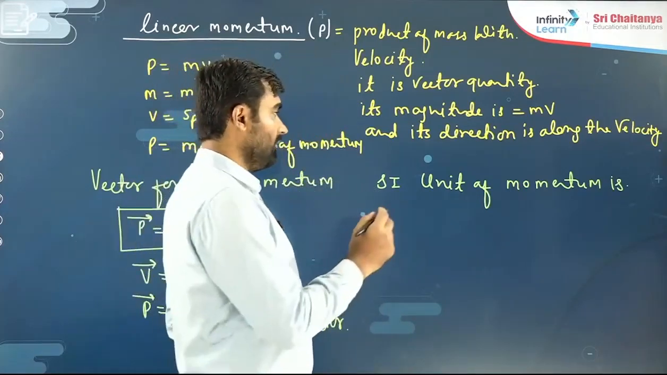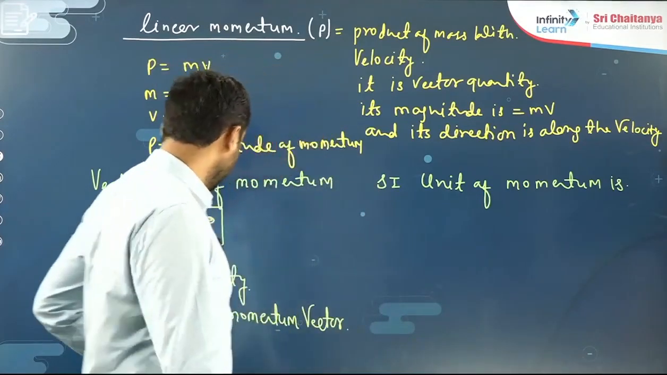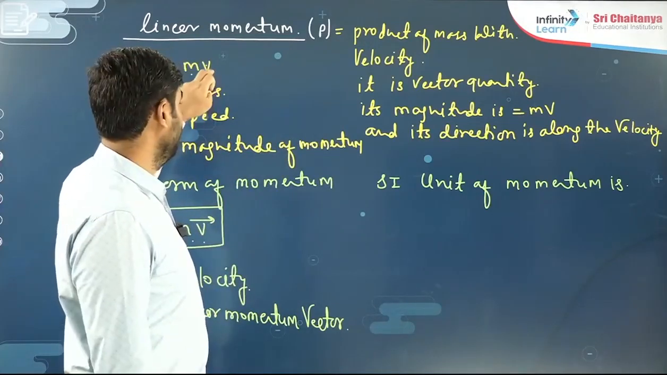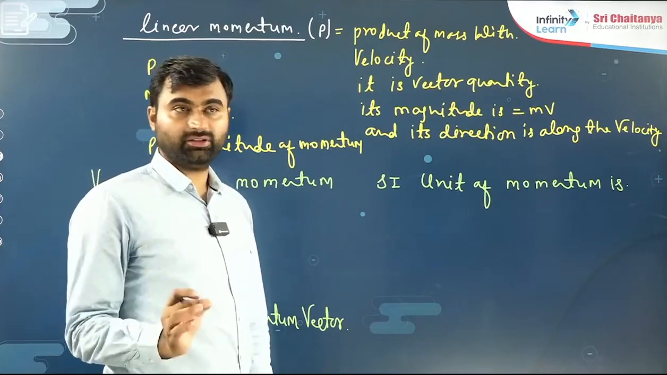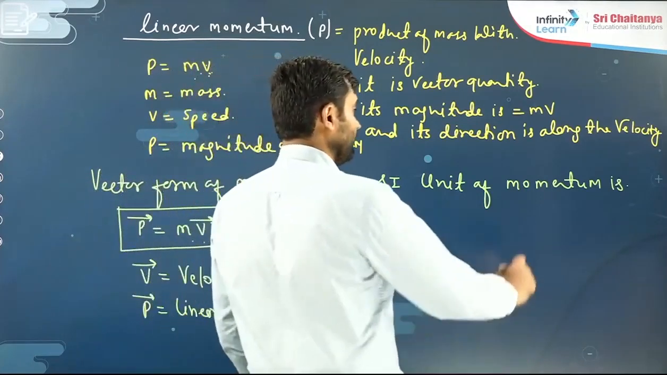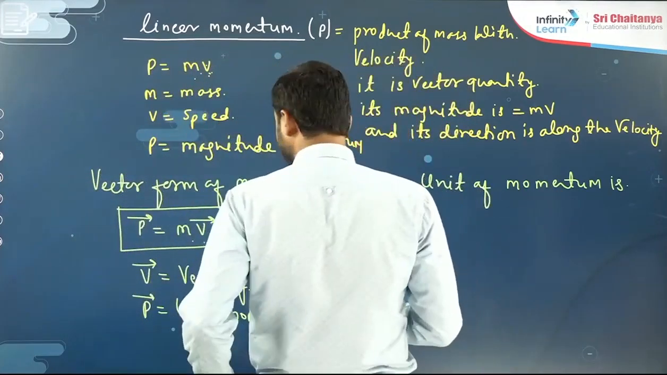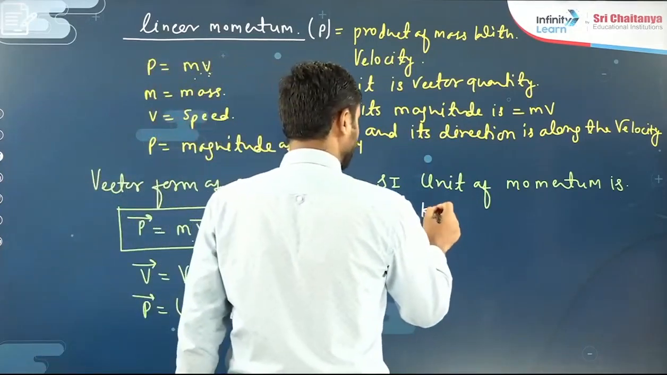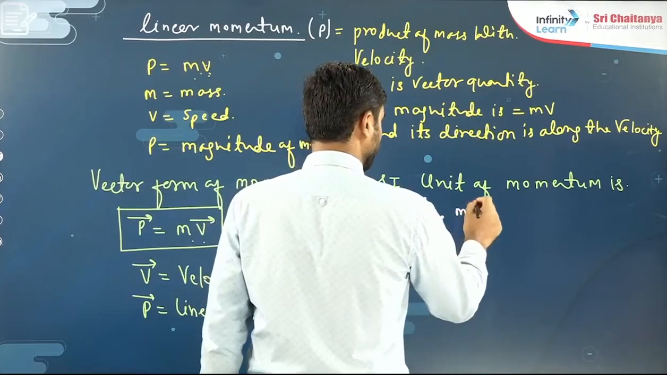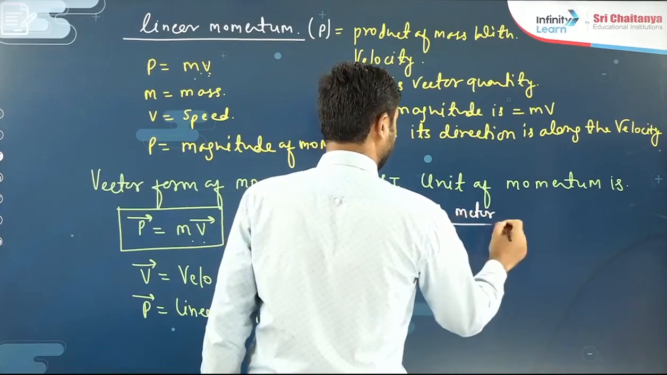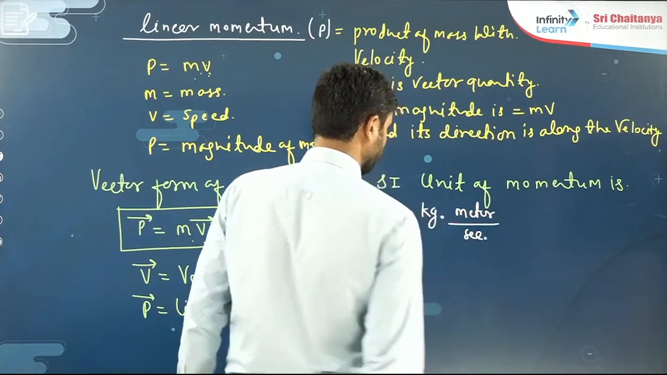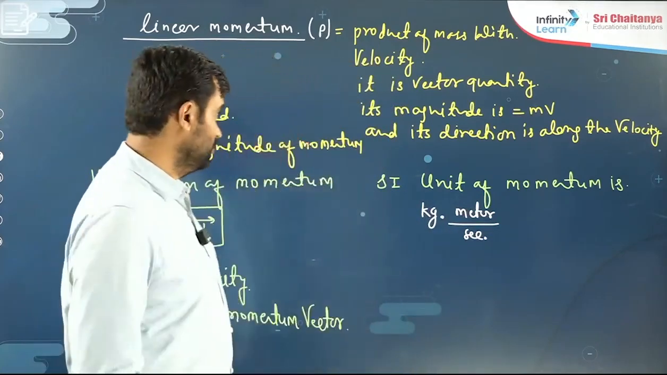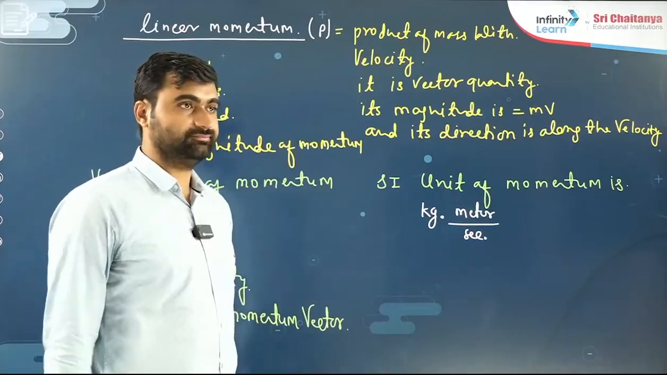Okay. So for the SI unit of momentum, we can use any formula. The SI unit of mass you all know is kilogram, and the SI unit of velocity you all know is meter per second. So the SI unit of momentum is kilogram meter per second. Clear? Okay. So we understood about momentum.